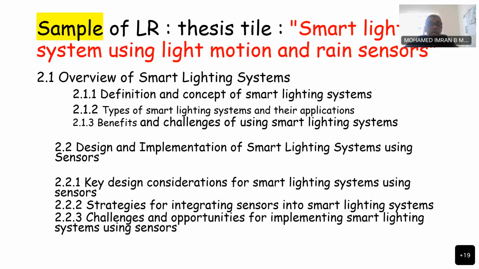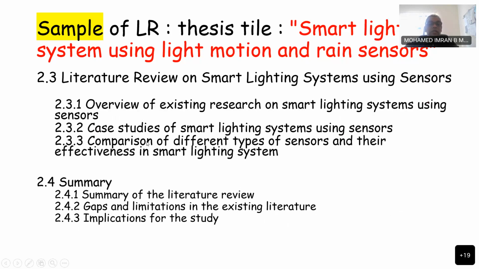Okay, so these are additional points that may be required by your supervisor in explaining chapter 2. Okay, so here are some key designs, strategy, challenges, opportunities. Then you have the overview of the system itself, some case study, comparison, and finally the summary as well. Okay, so this is how she did it. I'm not saying it's wrong, I'm not saying it's right, but this is a way of explaining as well. This is fine as well.